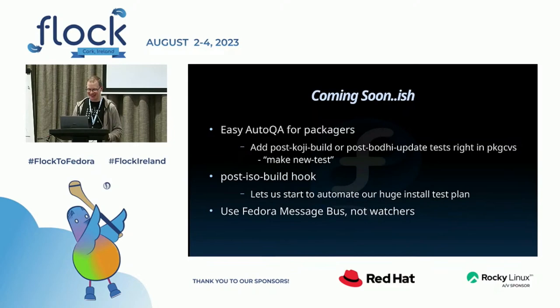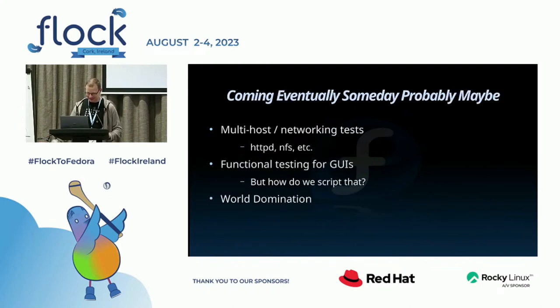Post ISO build hook. This is where Will was saying, we have this huge install test plan, which he's talking about, all those wiki test pages. It'd be great to be able to automate those, right? We got there. OpenQA does that. And use the Fedora message bus. At the time, AutoQA was doing this crazy thing where it called watches, so it would just wake up a script every hour and see if something had changed. Obviously now we have a proper message bus, and that's how all of these systems work. So yeah, we got all of those.